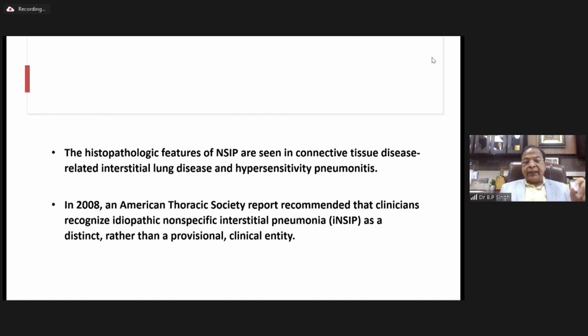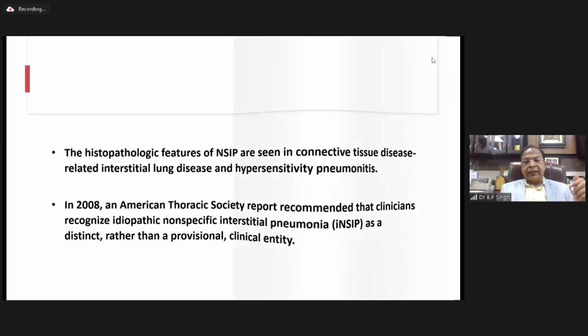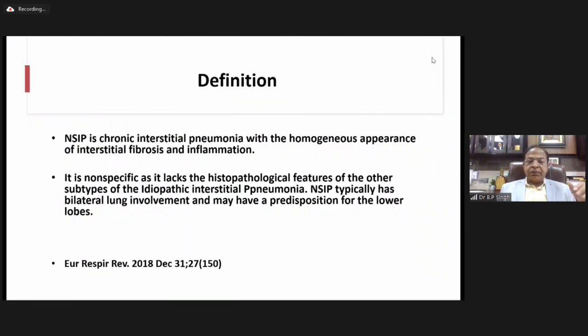In 2008, the ATS report recommended that clinicians recognize idiopathic non-specific interstitial pneumonia as a distinct rather than a provisional clinical entity. So it was framed as NSIP by the ATS in 2008, not a very old disease as such to identify. NSIP is a chronic interstitial pneumonia with a homogeneous appearance of interstitial fibrosis and inflammation.